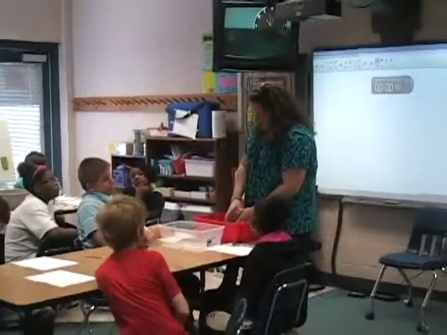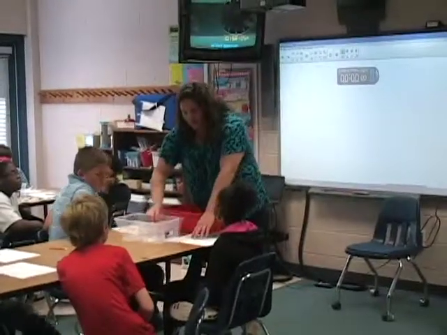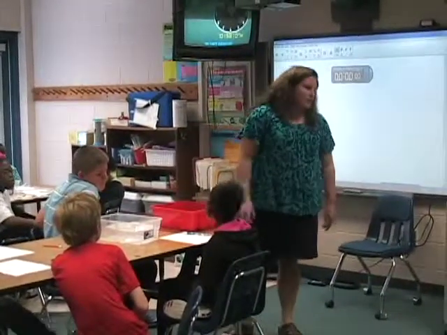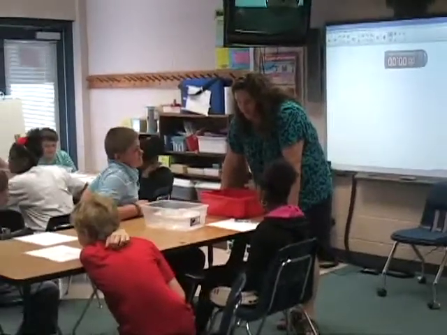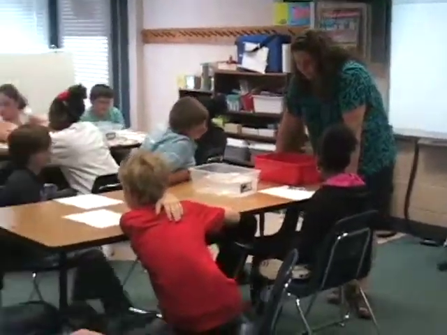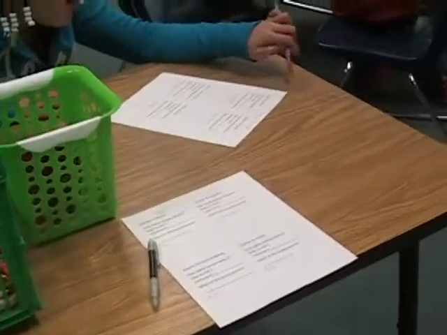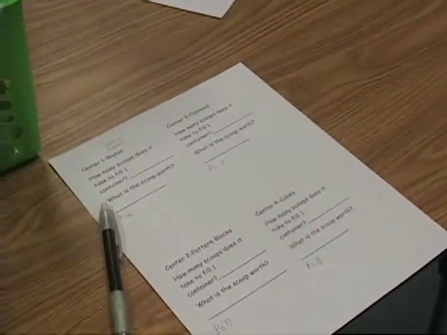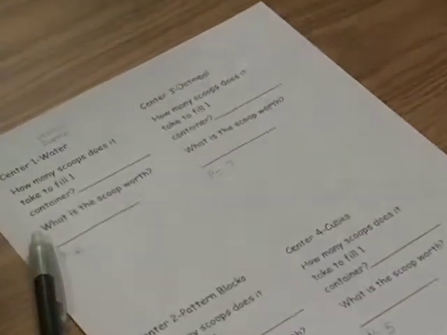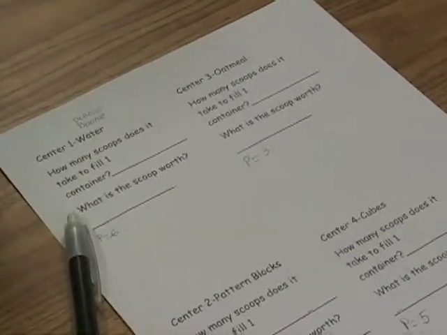So let's look at how these are set up, because every part is set up the same. Let's look at number 1, where it says center 1 water. Let's read that question out loud. How many scoops does it take to fill up one container? All right, very good. Every question is the same. How many scoops does it take to fill 1 container? Do we know that yet? No, but you made a prediction. You made a guess based on 1 scoop.